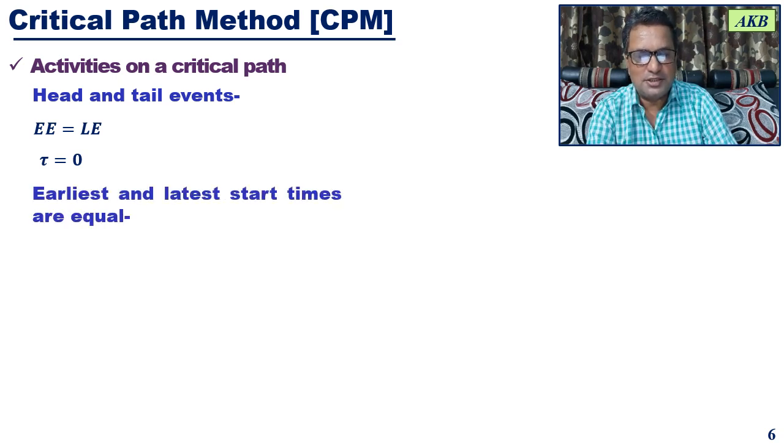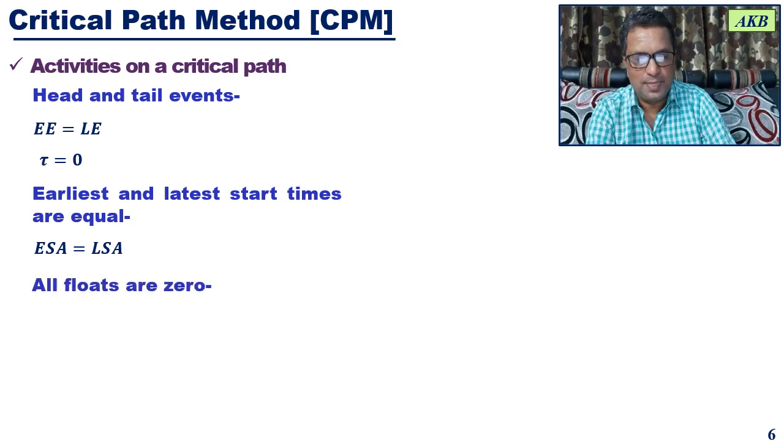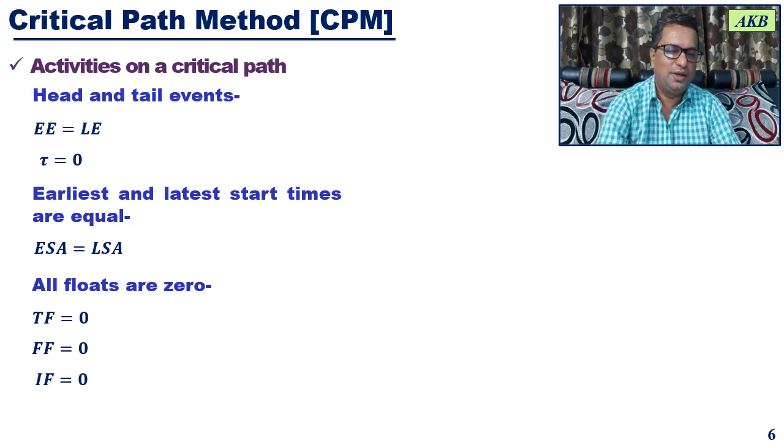The other thing is, all those activities for which earliest and latest start times are equal will also lie on the critical path. That is, earliest start time for an activity is equal to latest start time for an activity. If this is true for any activity, that activity will lie on the critical path. Then all those activities whose floats are 0, that is, total float is 0, free float is 0, and independent float is 0, will also lie on a critical path.